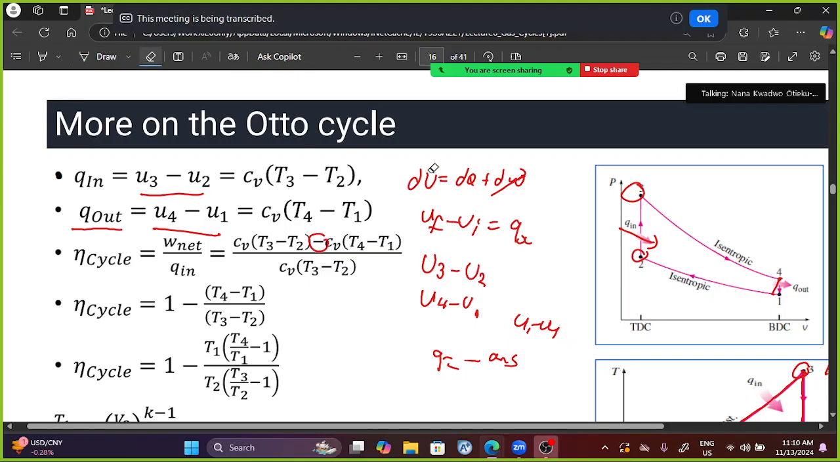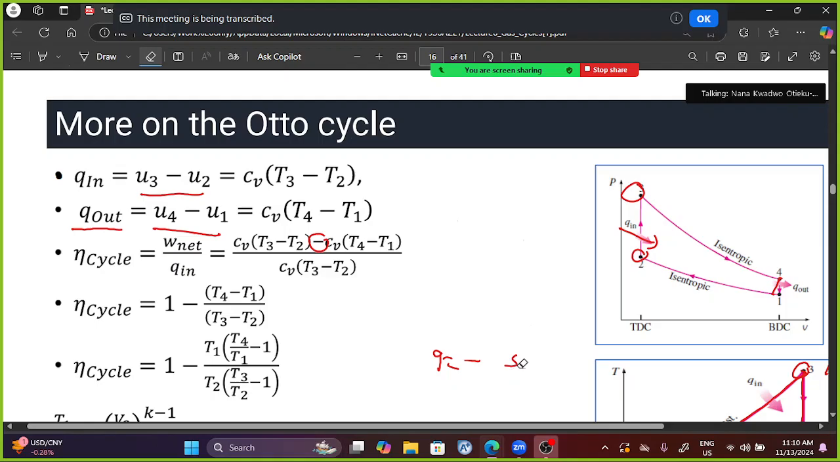So the long and short of this is that if you're looking at Q in, it is U3 minus U2. If you're looking at Q out, you can use U4 minus U1. If you use U1 minus U4, you are not wrong, the answer will just be negative, so you report it as heat that is being removed. Okay.